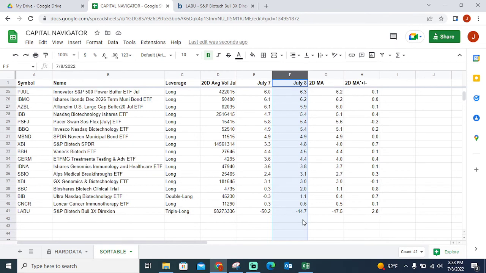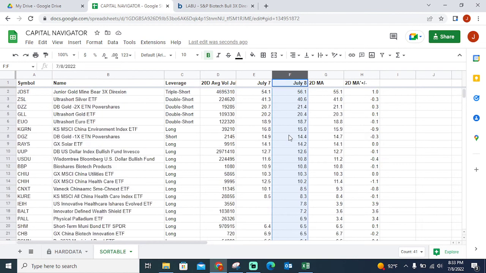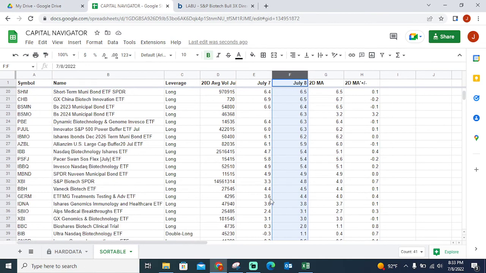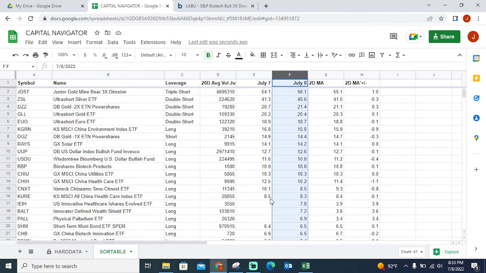So if I was looking for something to buy, right, and I wanted a strong trend, I might be more interested in shorting gold and silver than I would be in, say, leveraged biotechs. But the truth is, things go up, things come down. So that's why this moving average is so important, because we want to know, are we above the moving average? Are we moving below it? So that's what Capital Navigator is.